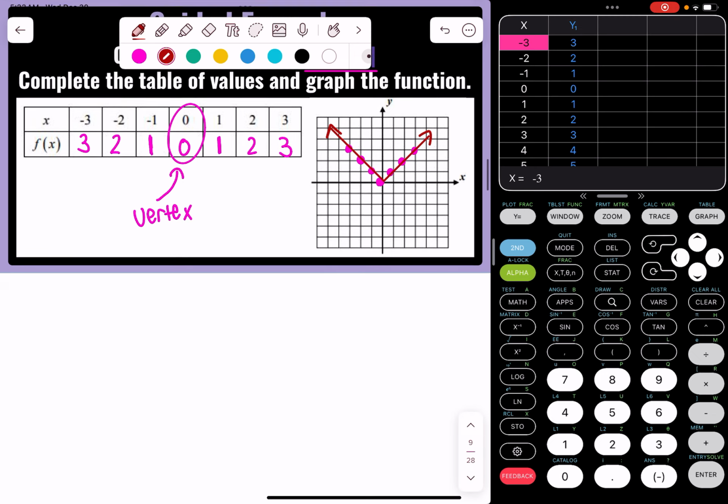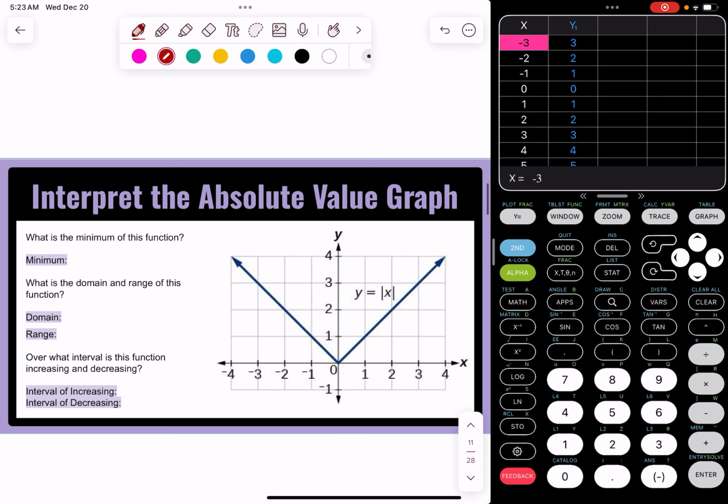Now let's answer some questions on this. First, let's answer what is the minimum. What is the lowest point here? It would be right here, which is the point (0, 0). Good. Now, what is the domain?